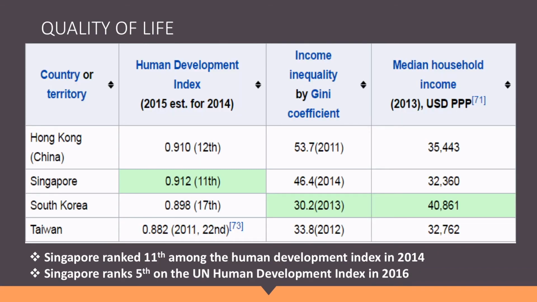The quality of life is also an instance to show the good condition of Singapore. From the figure on the screen, Singapore ranked 11th among the Human Development Index in 2014, and it ranks 5th on the UN Human Development Index in 2016. The income inequality is 14.6% in 2014, which is not so high as to affect the people's life condition.